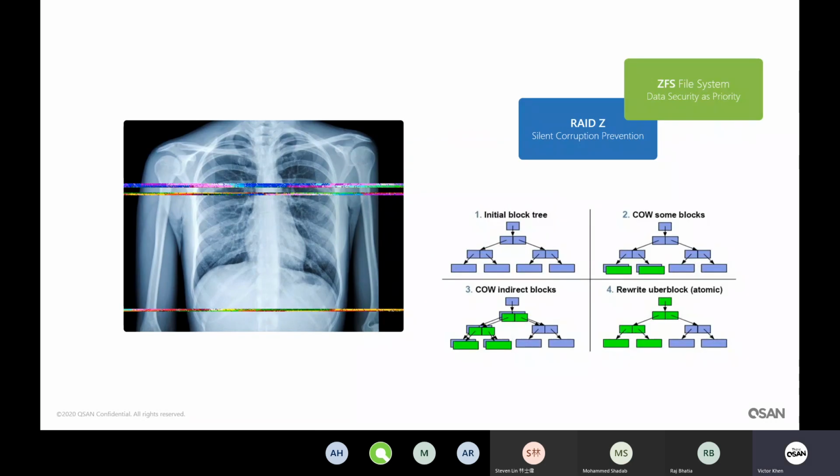And the great value of ZFS here is it comes by default with the silent corruption prevention algorithm called RAID-Z. So basically, whenever you try to write data or try to change the data, it creates a copy on write. So it's a separate file tree that is only created whenever you do a write.